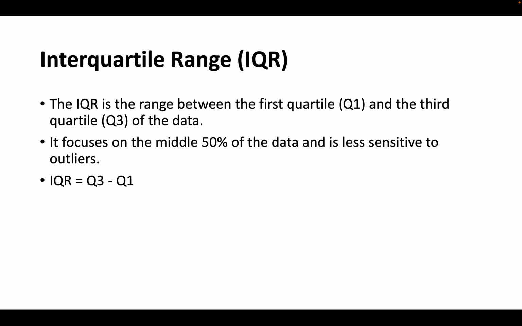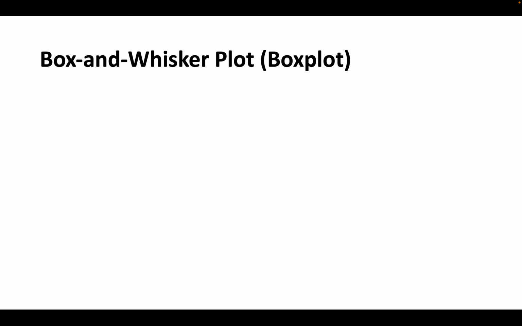The interquartile range quantifies the spread of data within the middle 50% of the data set. It is calculated as the difference between the third quartile Q3 and the first quartile Q1. In other words, the IQR represents the range of values that encompass the central half of the data.